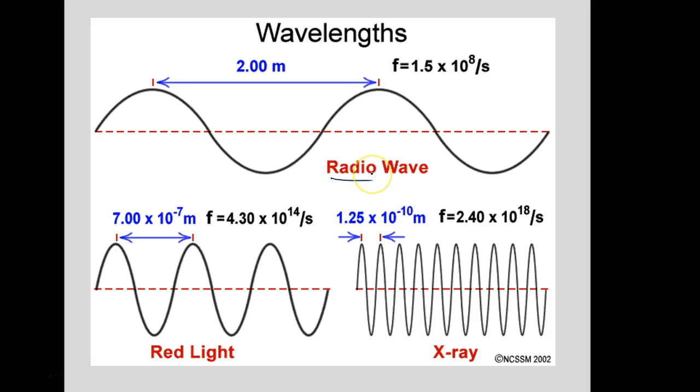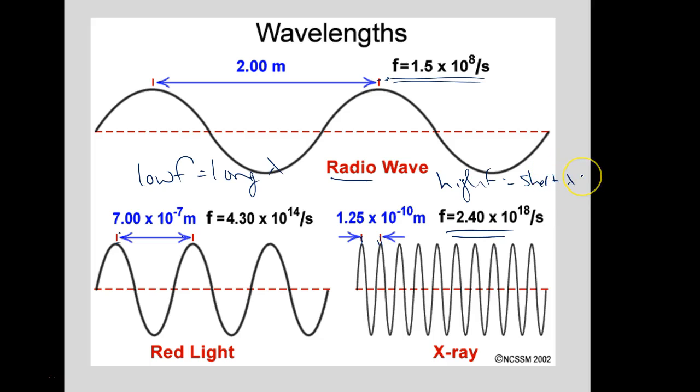A radio wave literally is electromagnetic radiation, and it has a very long wavelength, over 6 feet. It has a very small frequency. Red light, which is what you see in a neon sign or a stoplight, has a much shorter wavelength compared to radio waves and a much higher frequency. And X-rays have a much shorter wavelength and a much higher frequency. So what you should notice is that low frequency equals long wavelength, and high frequency equals short wavelength. They're inversely related to each other. One big and one small.